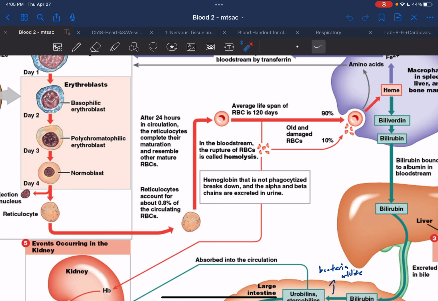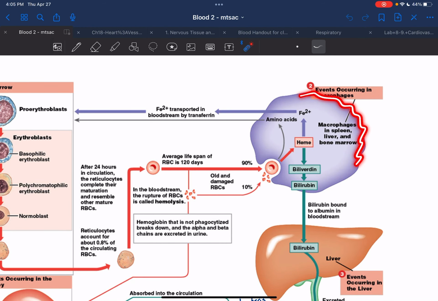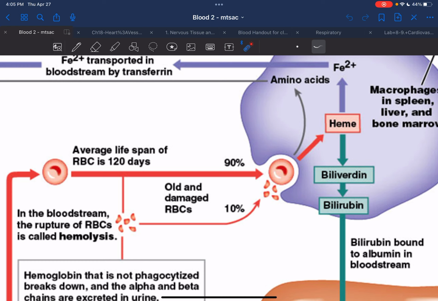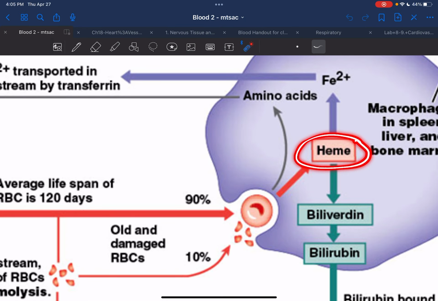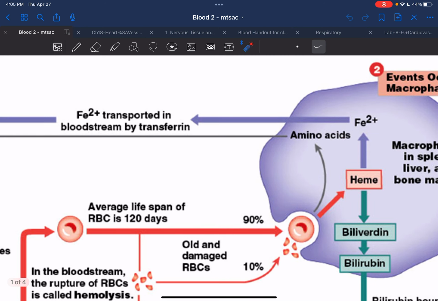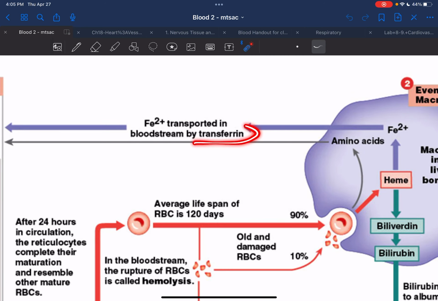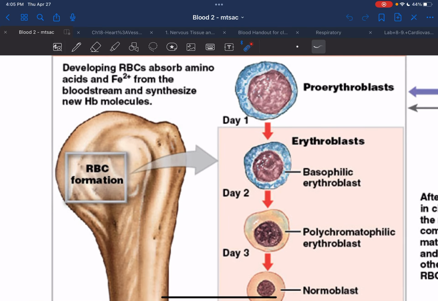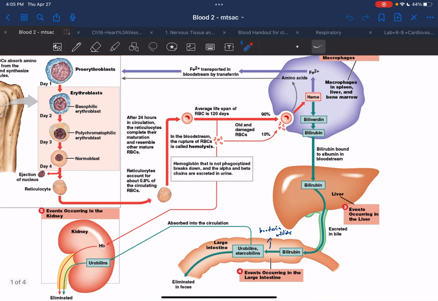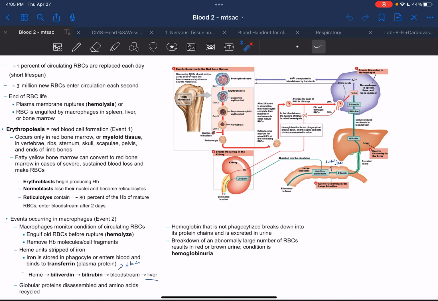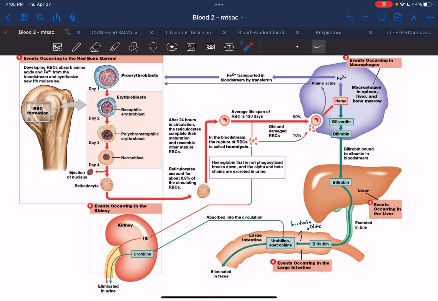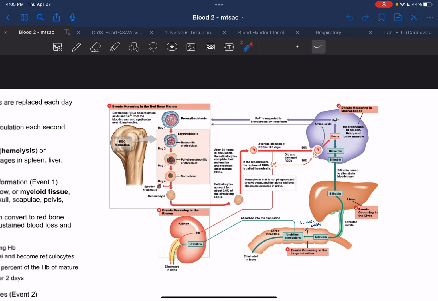And as Jim masterfully pointed out, here we have our macrophages, right? They're capable of digesting old red blood cells, breaking their components apart for either recycling or sending them somewhere else. So our heme groups and the iron from that heme group will be delivered by transferrin back to our red marrow in order to be reutilized to produce new hemoglobin. So we have to know this entire pathway. This entire figure you must know.